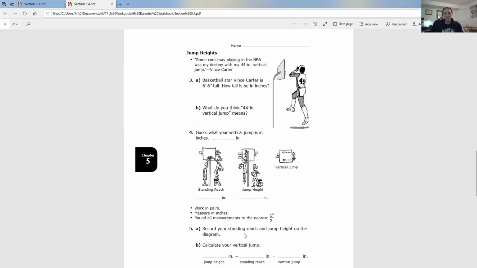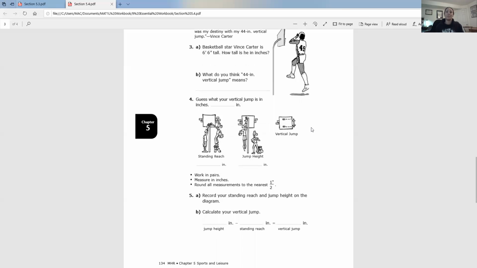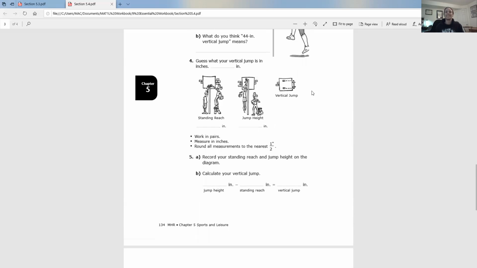This activity will walk you through it. So here it talks about how tall Vince Carter is, and then it wants you to guess about his vertical jump height. I'm more interested in question number 4, where you get to figure out what your jump height is. So work with a parent or brother or sister or someone at home, and you are going to be measuring in inches. Round everything to ½ an inch. Okay, so please go through.